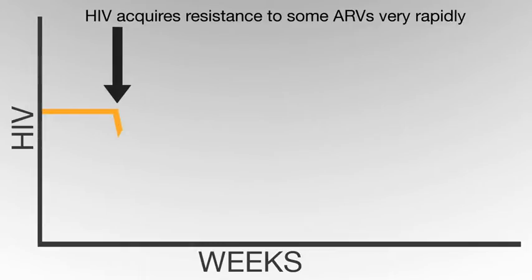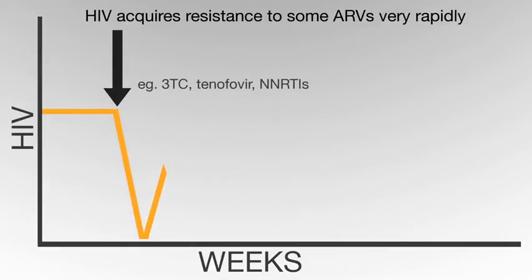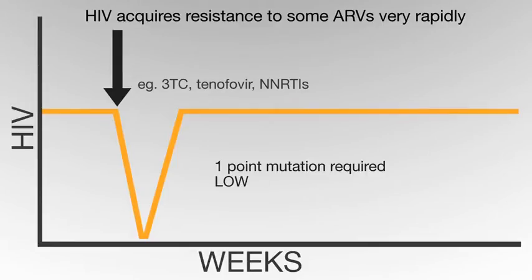HIV actually acquires resistance to some antiretrovirals very rapidly. So all of the drugs that we use in first line, 3TC, tenofovir, and efavirenz, require a single mutation in order to develop resistance. And we call that a low genetic barrier to resistance. If you gave that drug on its own, the concentration of HIV would drop very rapidly, but over a number of days, it would actually come back up to the baseline level.